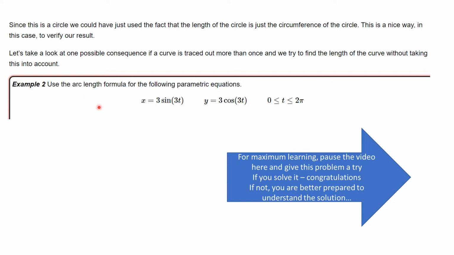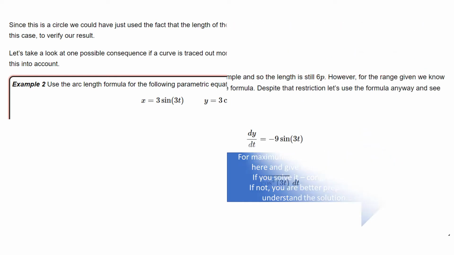We're talking about using the arc length formula for the following representation, and it looks a lot like what we had before, except instead of having 3 sine t and 3 cosine t, we now have this being 3t. We're still going from 0 to 2 pi. So please give it a go. Let's see how you do.